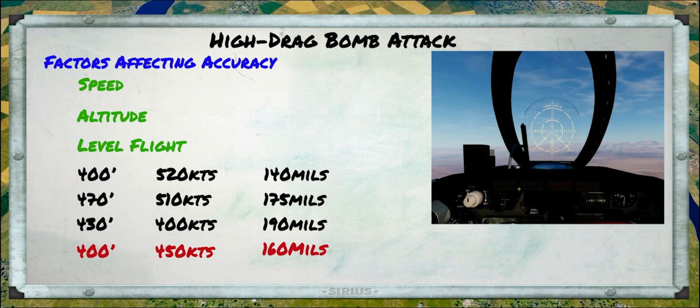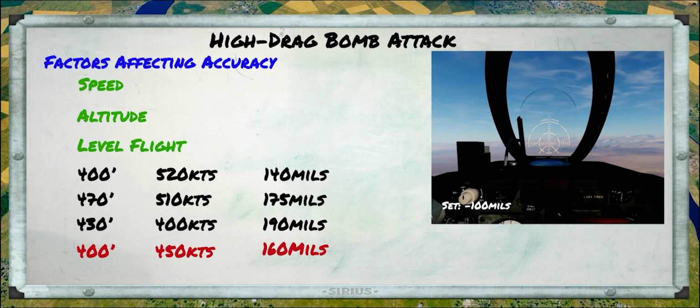And the last line of that table, not coincidentally, are the numbers that you will find in the A-4E knee board and the A-4E manual. So the objective is to fly at 400 feet off the deck at 450 knots and use a sight angle of 160 mils. Now, I don't actually take the sight and set it to 160 mils. I show you the system that I use here.